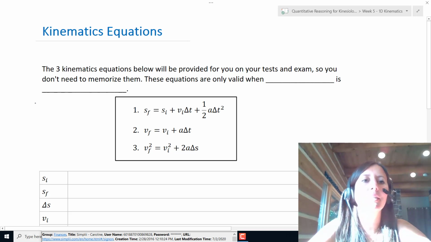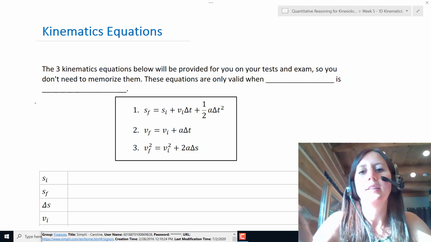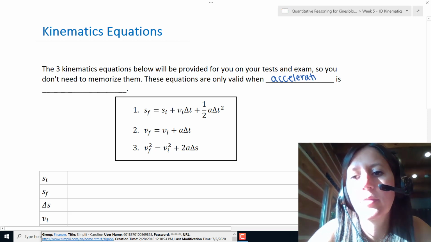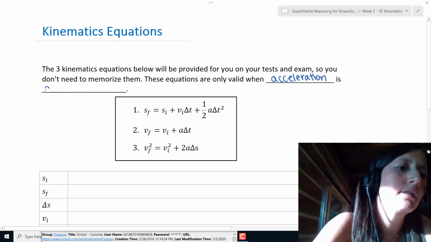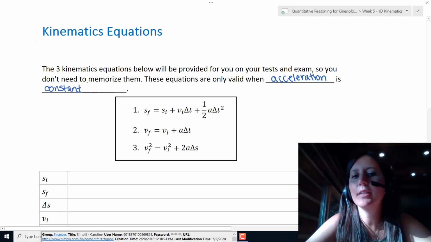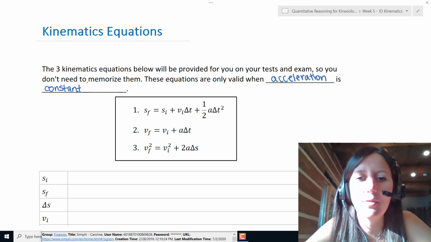All right, so now we're going to introduce the 3 kinematic equations that we're going to be using throughout this course. These equations are provided for you on your tests and exams, so you don't have to memorize any of them. The equations are only valid when acceleration is constant. If the acceleration is not constant in a question, you can't use these equations. So in this course, anytime you have to use one of these equations, we're assuming acceleration is constant.